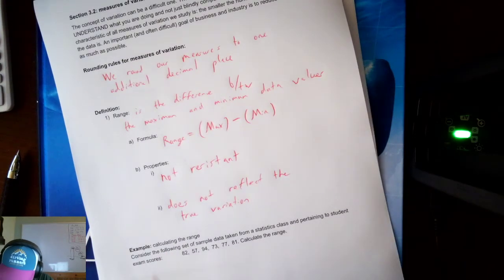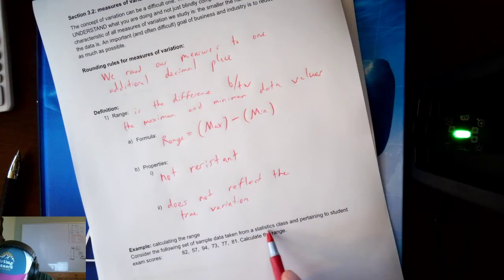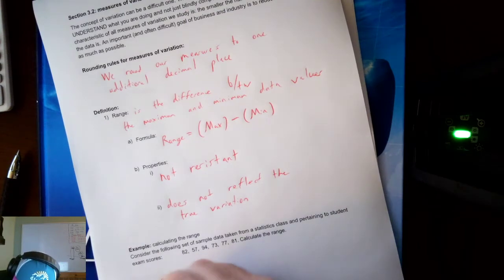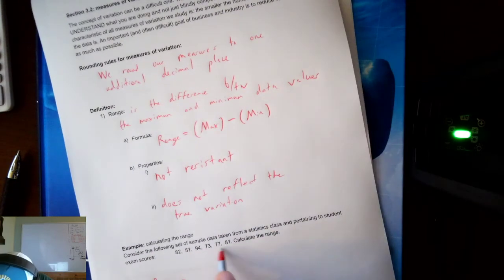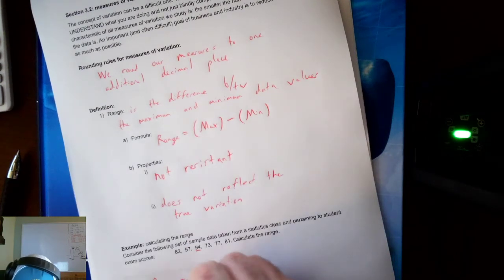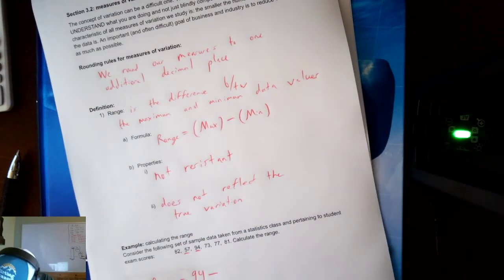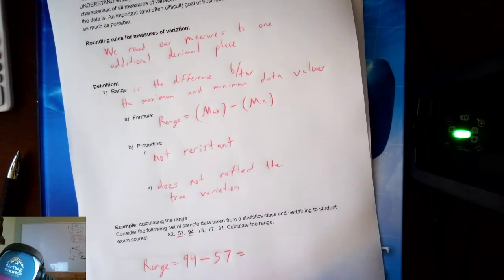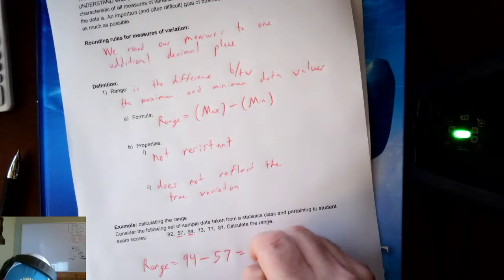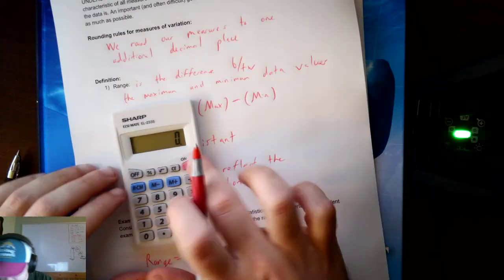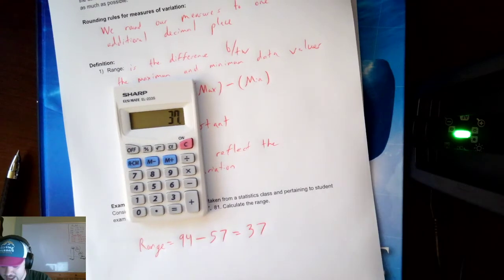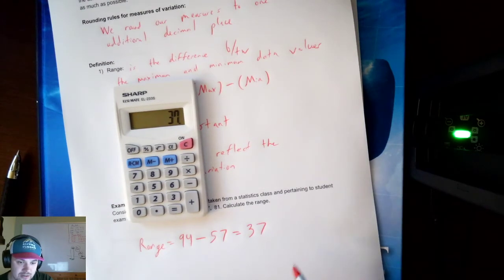So let's take a look at an example. Consider the following set of sample data taken from a stats class and pertaining to student exam scores. Let's see, I've got some exam scores here. Calculate the range. Range equals, well, what's the biggest number here? It looks like 94, right? 94 minus, let's see, 57, that looks like the smallest, right? 57 for the min. Let's see, that'd be 37, right? Let's double check. Always good to double check with our calculator, right? 94 minus 57 is indeed 37, right? So the range is 37. Nice, easy, short, and sweet, right? Range is nice and easy to calculate. We can calculate the range quite easily.